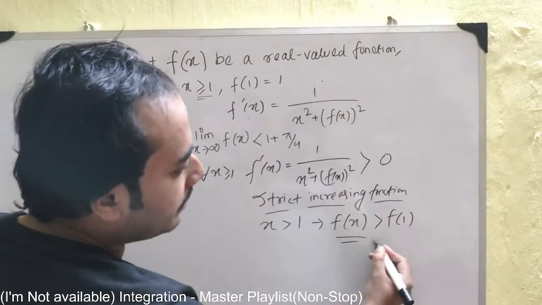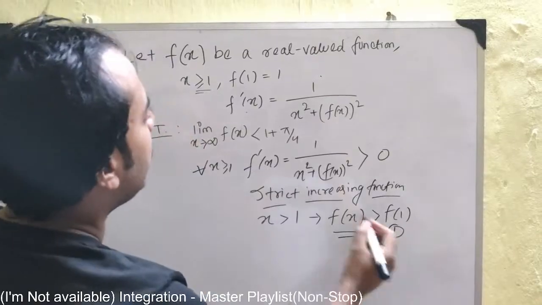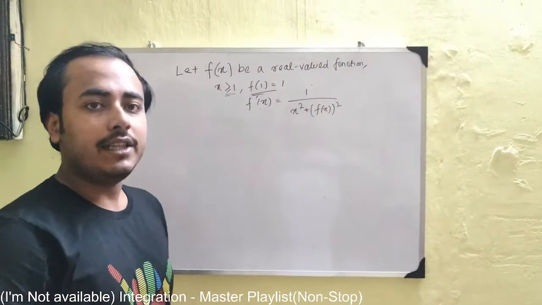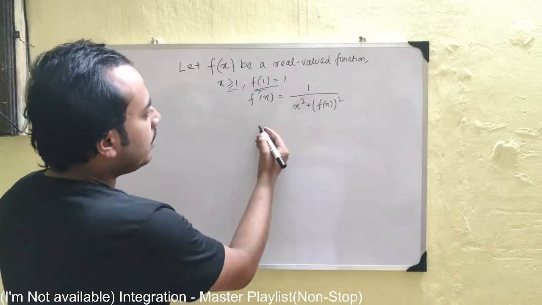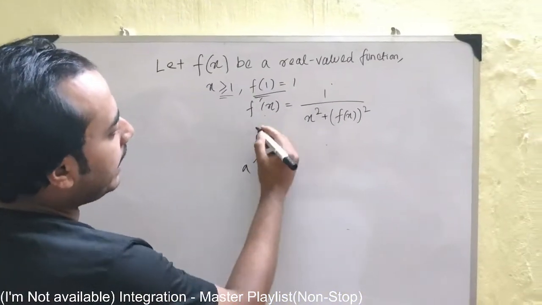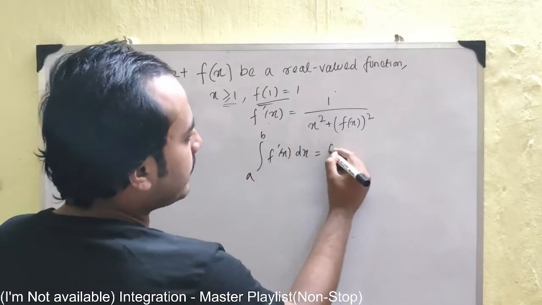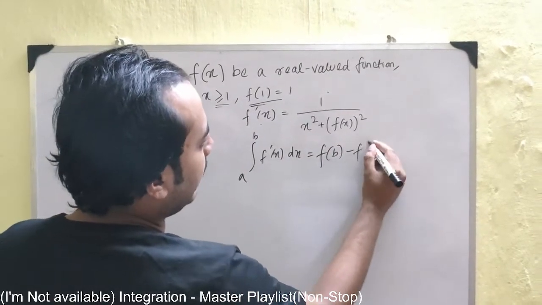Okay, so remember this one, because f(1) is 1. It is given that f(1) is 1. Okay. So we will apply the fundamental theorem of integral calculus here. First, remember what it means. The integral from a to b of f'(x) dx can always be written as f(b) minus f(a).